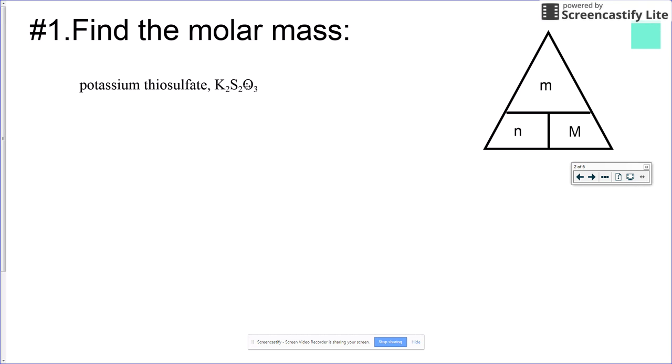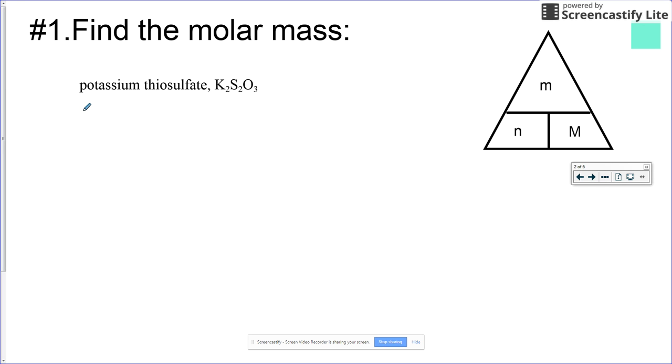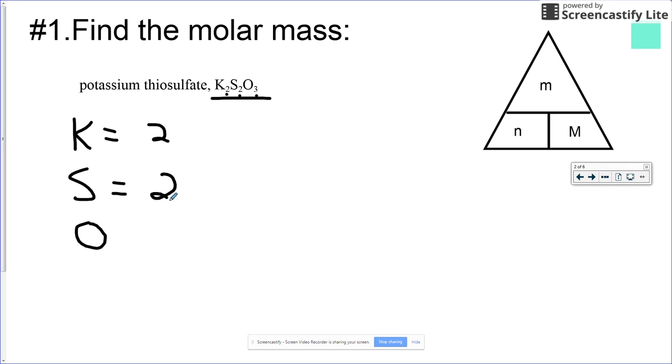But ultimately, you always have to start by writing out the compound's formula, because from that you can figure out how many atoms of each element there are and then determine the molar mass. So let's work through that process together really quickly. First step, once you've written out the compound, is to ask what elements make up the compound. There are 3 of them. Then you identify how many atoms of each element there are. For potassium, there's 2. For sulfur, there's 2. And for oxygen, there's 3.